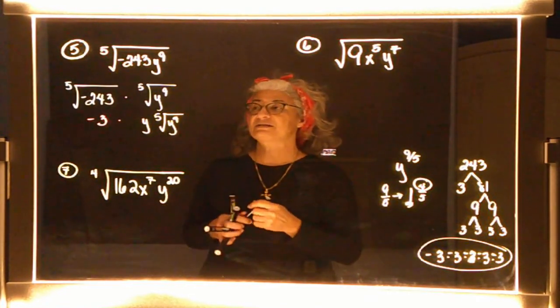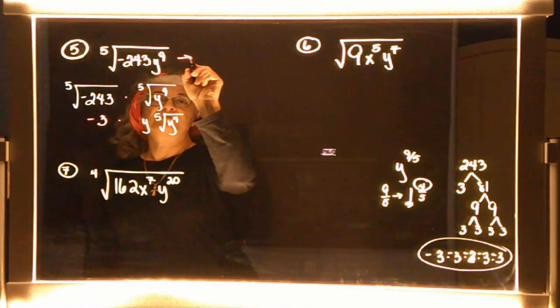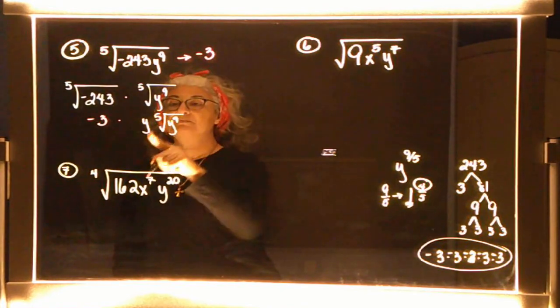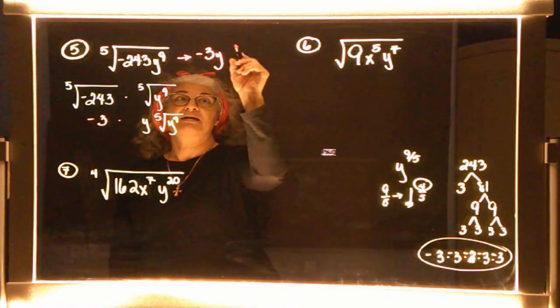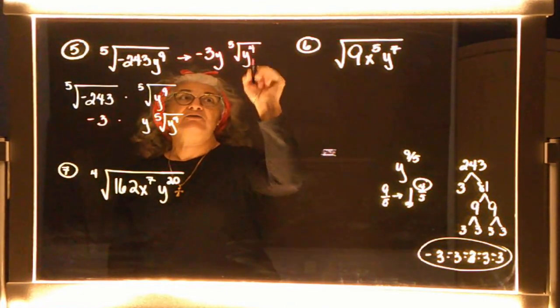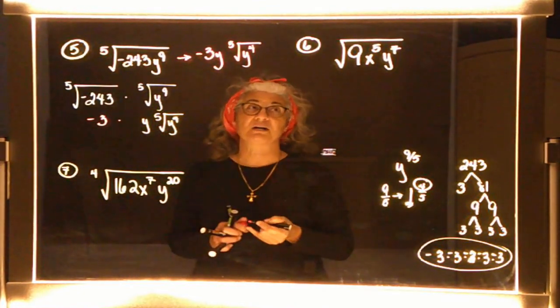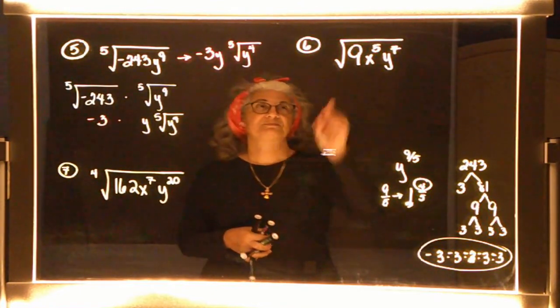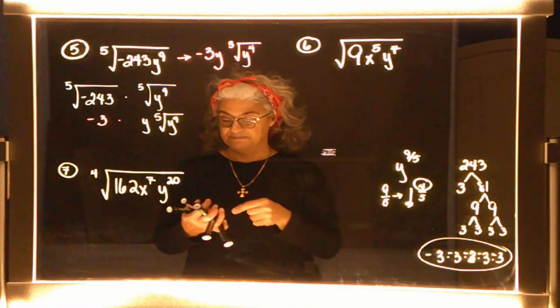So in this case, the 5th root of this problem, you took out a negative 3, you took out a y, and under the 5th root remained y to the power of 4, because you had 4 leftover y's. Cool? Okay. Let's look at number 6.